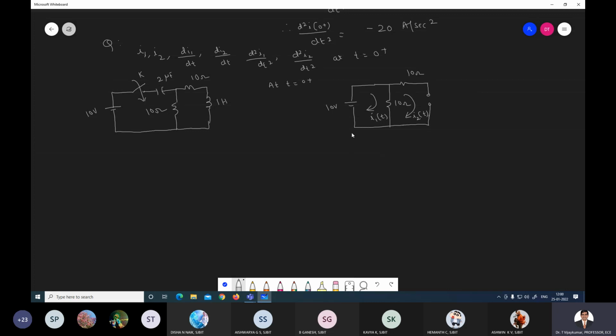So here, what is I1 0 plus? I2 0 plus is 0 because it's open. Therefore, I1 is equal to 10 divided by 10, that is equal to 1 amp. And I2 0 plus, it's an open circuit, therefore it will be 0 amps.